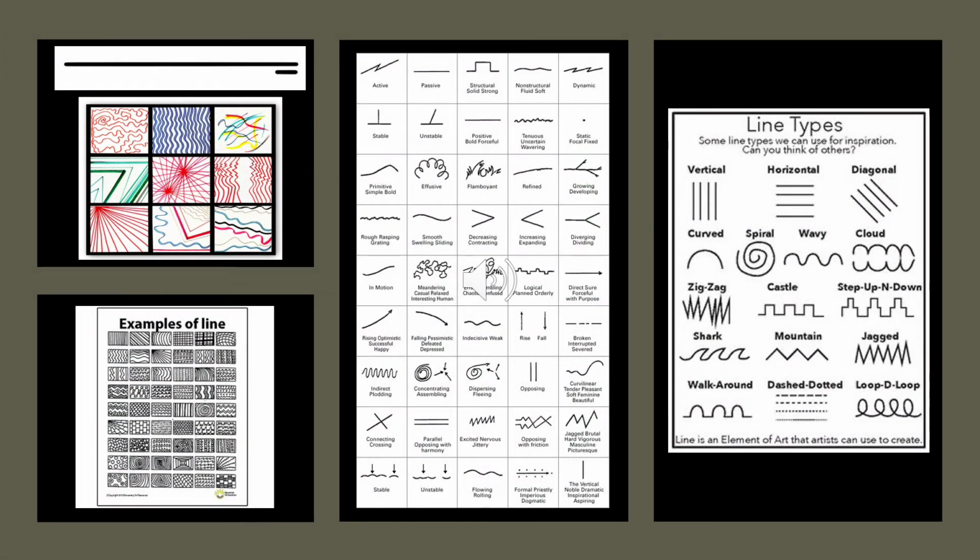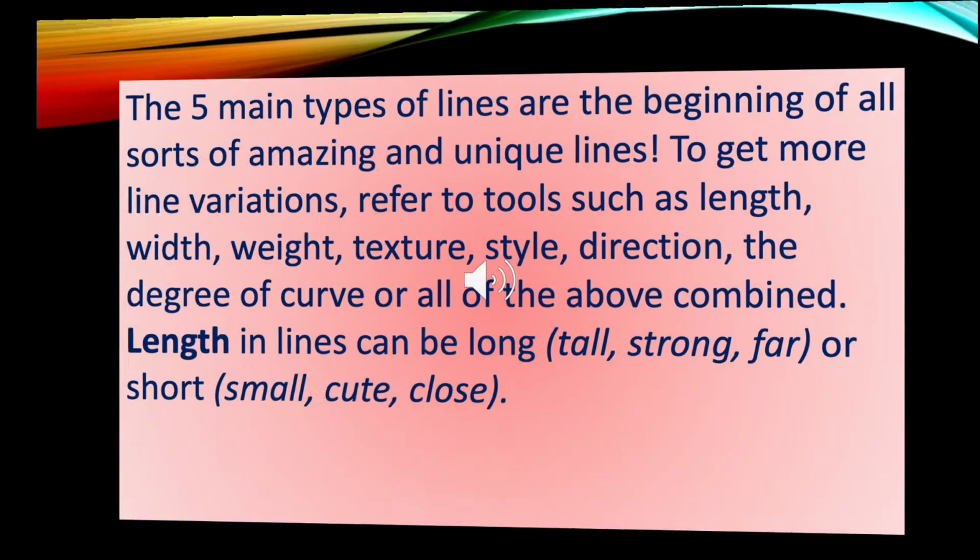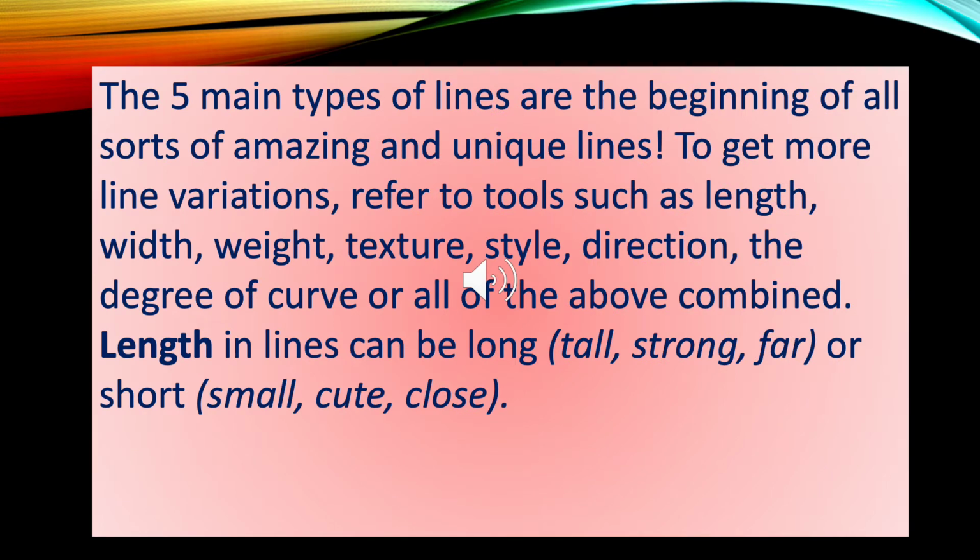So here are some other types of lines: vertical, horizontal, diagonal, curve, spiral, wavy, cloud, zigzag, castle, step, up and down, sharp, mountain, zag, walked around, dash, dotted, loop-de-loop. To get more line variation, refer to tools such as length, width, weight, texture, style, direction, the degree of curve, or all of the above combined.